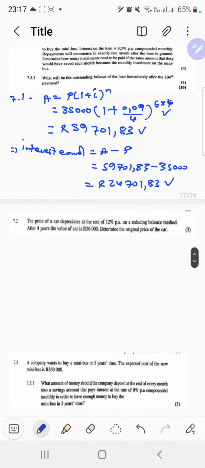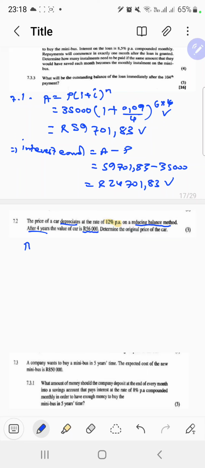Now let's look at 7.2. 7.2 says the price of a car depreciates at a rate of 12% per annum on a reducing balance method. This question is pretty famous, so expect it in your finals. After 4 years, that's the time period, the value of the car is R56,000. Determine the original price. Easy stuff.